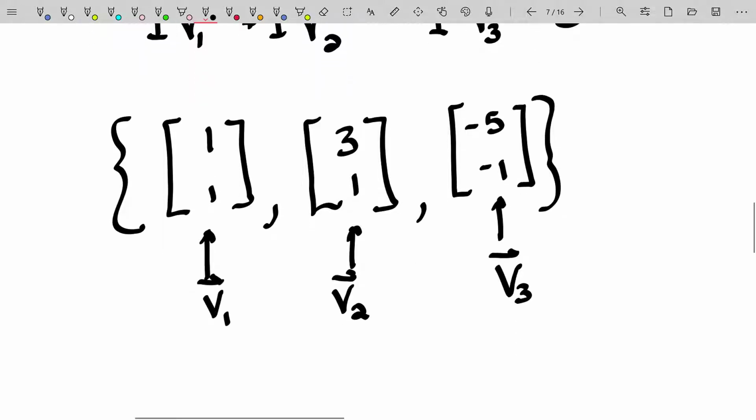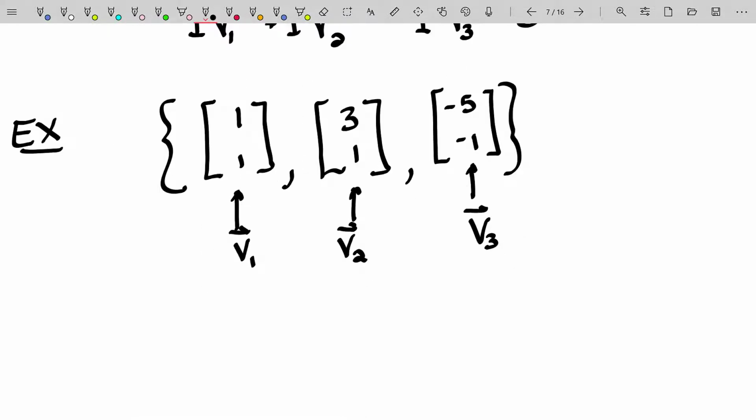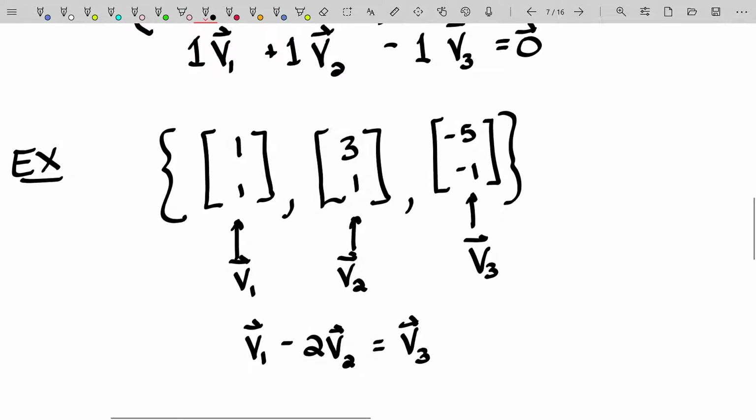Let's call these vectors v1, v2, and v3. If you notice, v1 minus 2v2 is actually equal to v3. In other words, v3 is a linear combination of v1 and v2. You can check it out, do the mathematics. I promise you that is actually true.